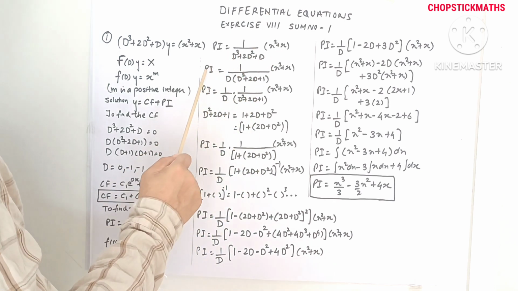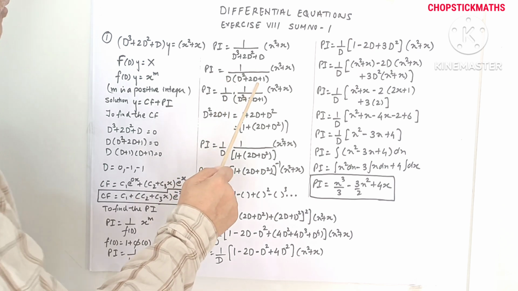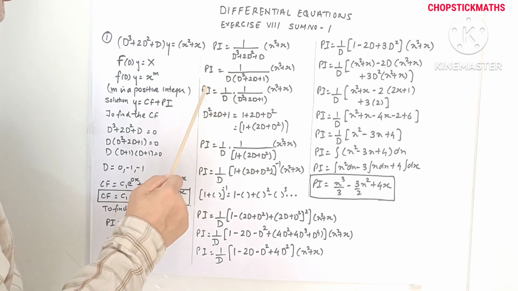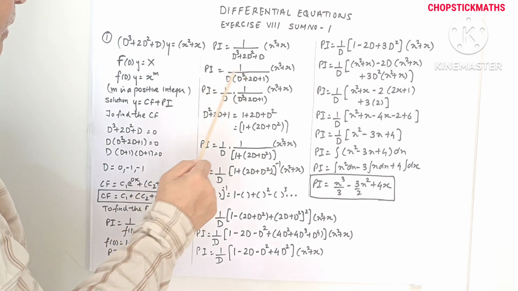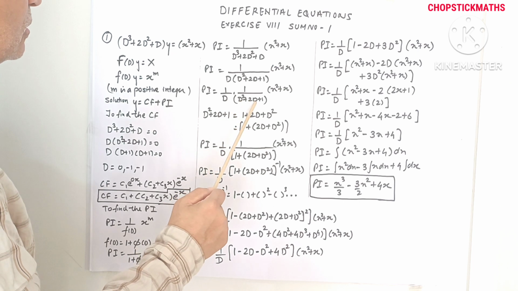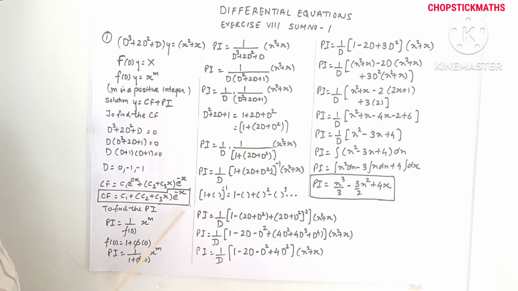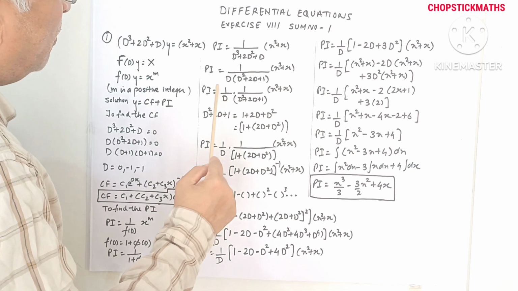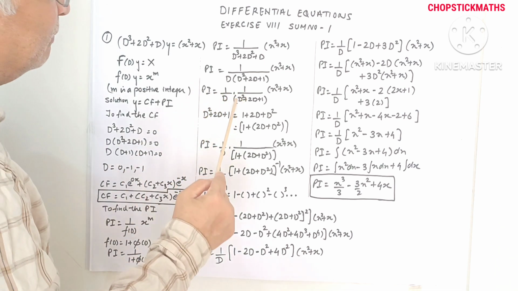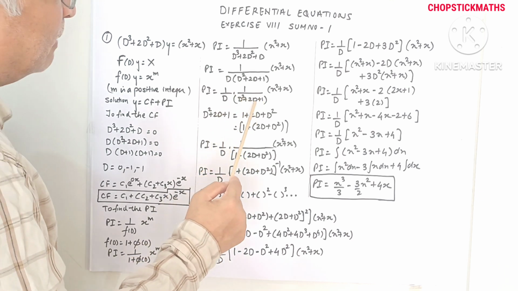Now we can factorize this first. PI is equal to 1 upon D into (D square plus 2D plus 1) into (x square plus x). Now this can be factorized as PI is equal to 1 upon D into 1 upon (D square plus 2D plus 1) into (x square plus x). Now this 1 upon D means the integral. This can be dealt with later. We will first deal with this part, 1 upon (D square plus 2D plus 1).